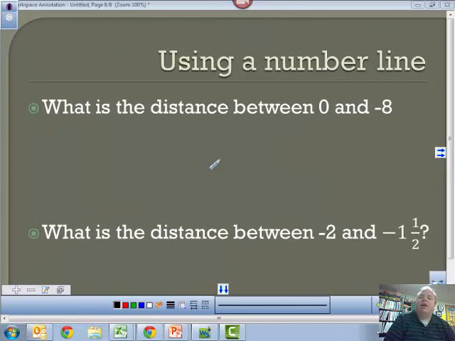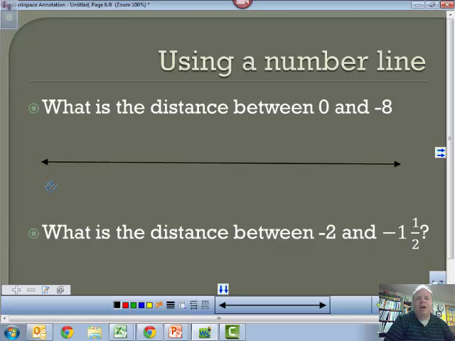We're going to use a number line and we're going to figure out the distance between 0 and -8. So I'm going to first put my number line up here. Okay, so I just drew a line, put an arrow on both ends. Now I'm going to go back and label it. So I'm going to start here with 0.